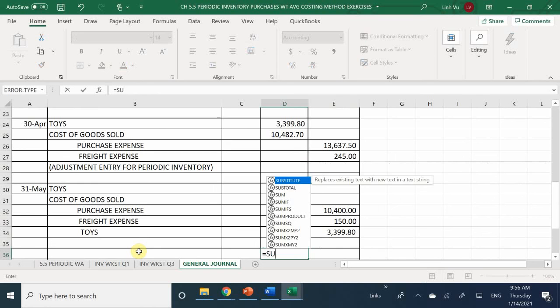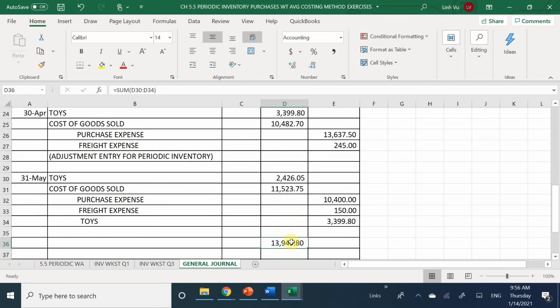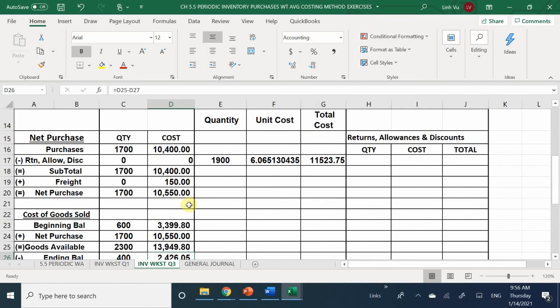And then just for quick measure, as we always have to do when it comes to journalizing, do our debits match our credits? And in this case, let's see. Yes, I got 13,949.80, which is a good note that we matched, because if we go to our inventory worksheet, it should match your total goods available. Okay.